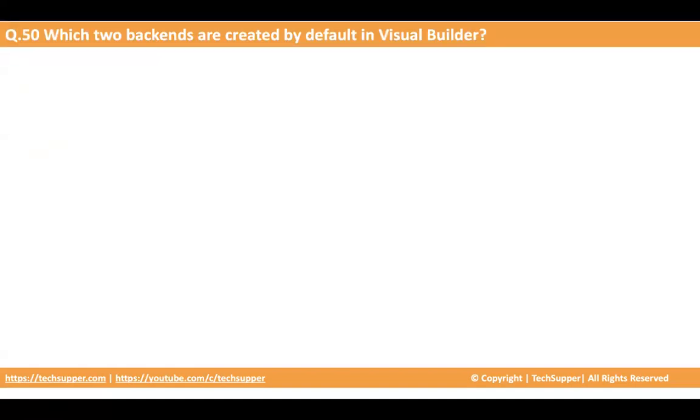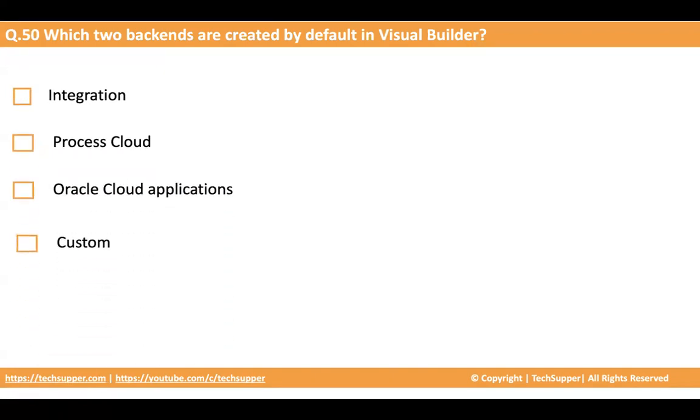Okay, let's get into the next question. The next question is, which two backends are created by default in Visual Builder? So backend represents the backend system which you can use to call APIs, REST APIs. Which two backends are created by default? Integration, Process Cloud, Oracle Cloud Applications, Custom. So the answers are integration and Process Cloud. However, you can create Oracle Cloud Applications and custom backend, but these two are not available by default. But default are integration and Process Cloud.